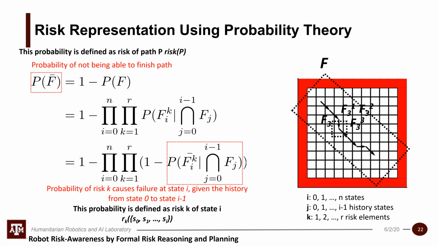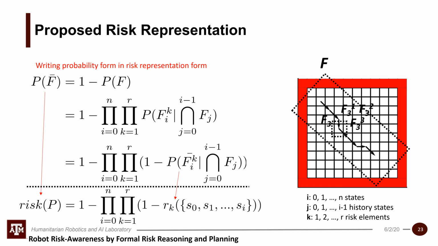The lower part is the probability of risk k causes failure at state i, given the history from state 0 to state i minus 1. This probability is defined as risk k of state i. It is a function of state 0 to state i. So we can write the equation from probability form to risk representation form. Probability of not F is the risk of path P, and the probability of risk element k causes failures at state i, given the history, is the risk k at Si.